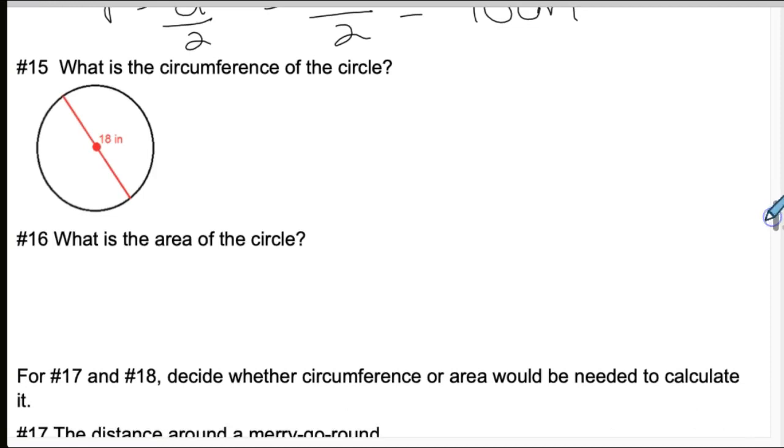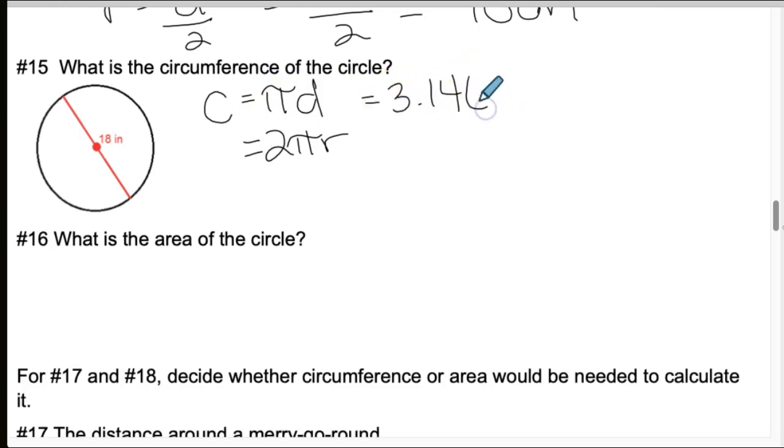15. What is the circumference of the circle? Formula for circumference. Right now I look and I have a diameter. Circumference has 2 different formulas. You can either multiply pi times diameter, or you can multiply 2 times pi times the radius. In this circle we have diameter, so I'm going to use this one. That's equal to 3.14 for pi, and the diameter is 18. 3.14 times 18 is equal to 56.52, and it's just inches since it's circumference, meaning around the edge of the circle.